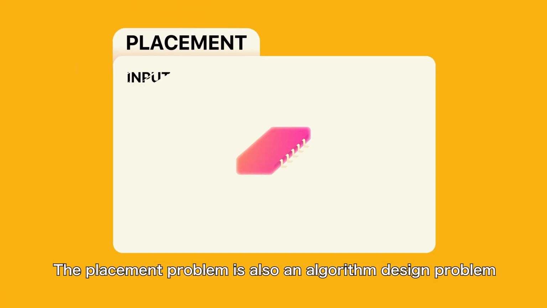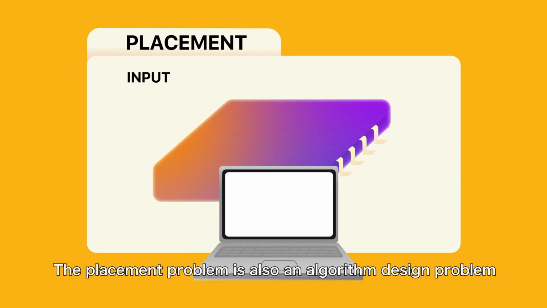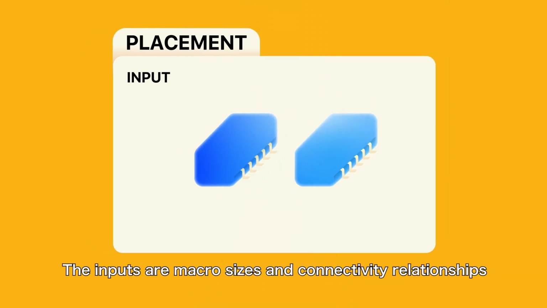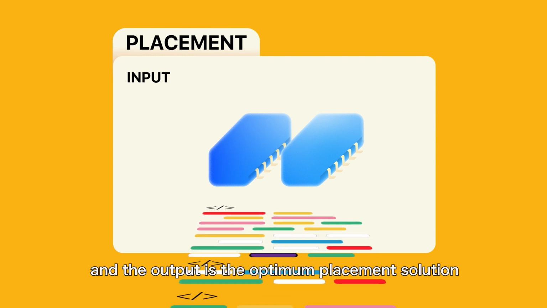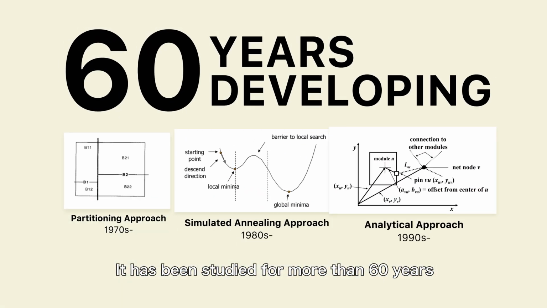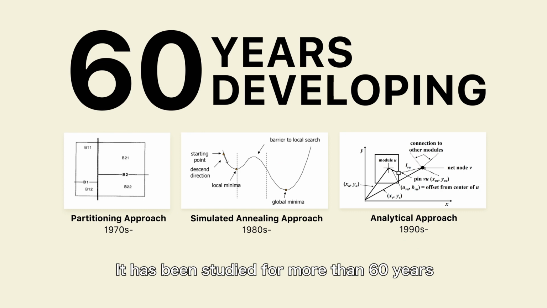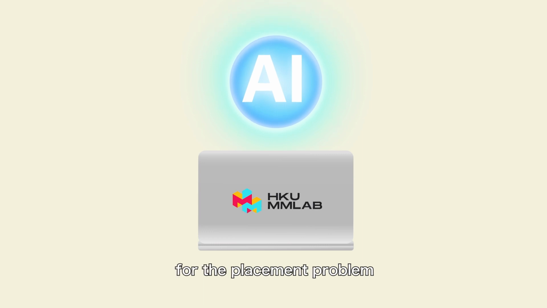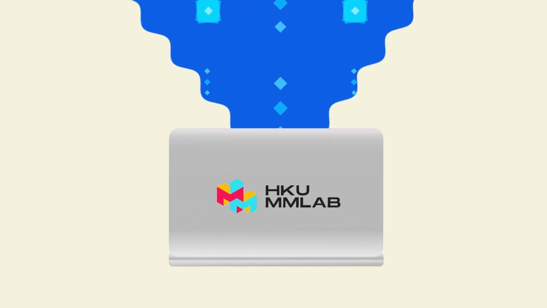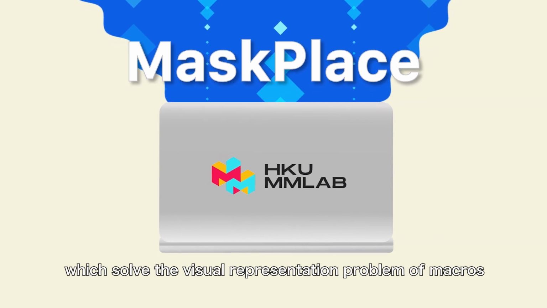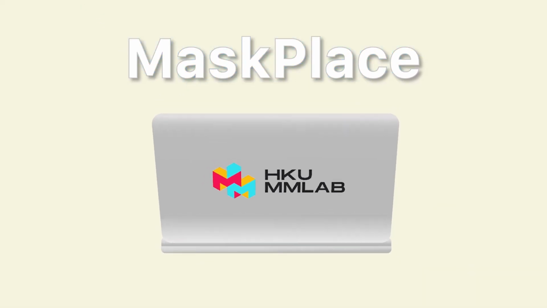The placement problem is also an algorithm design problem. The inputs are macro sizes and connectivity relationships, and the output is the optimum placement solution. It has been studied for more than 60 years. We use advanced AI algorithms to find the best solution for the placement problem. Our first version method, MaskPlace, solved the visual representation problem of macros.